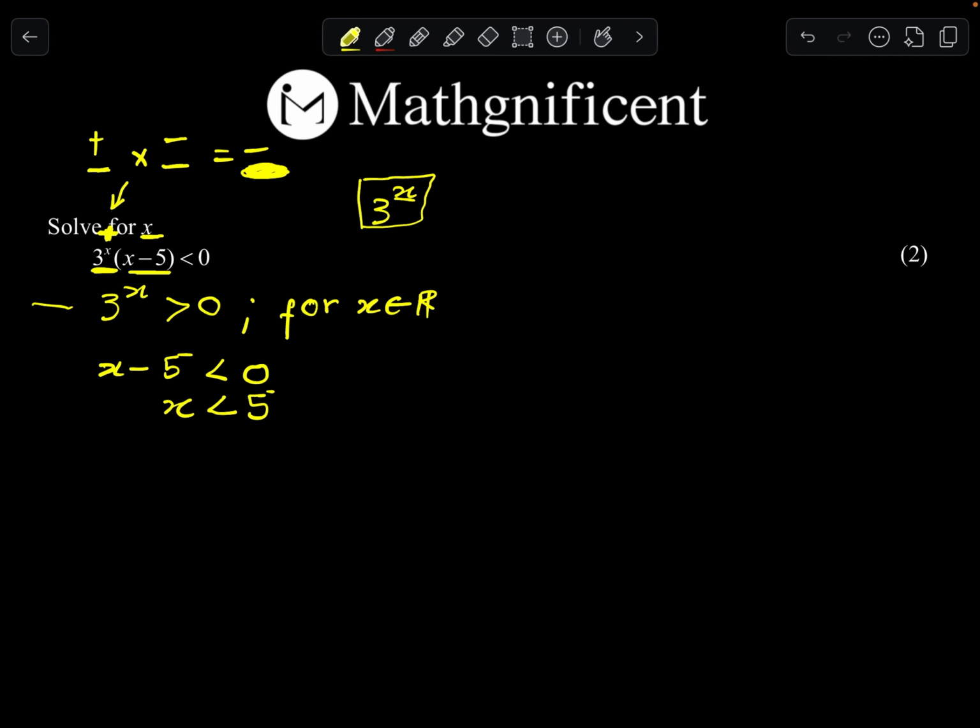It is not dependent on this part, but on this part, because the other part is going to be forever positive. For one who is comfortable with functions, if we were to draw the function of 3 to the power of x, it looks like this. Let me just draw it properly. Another interesting thing is that it has an asymptote at y equals 0, and this is an increasing function.